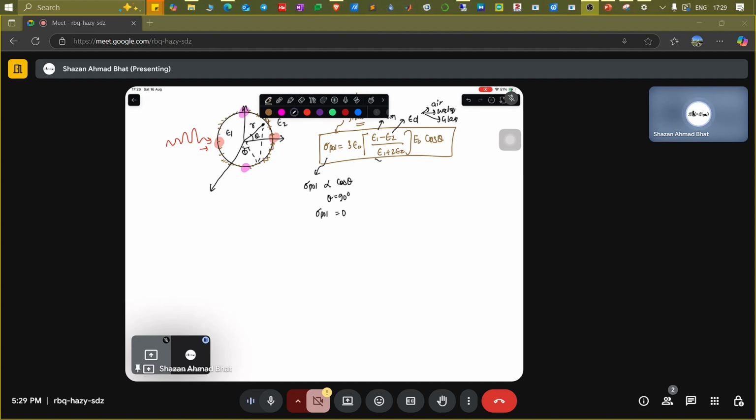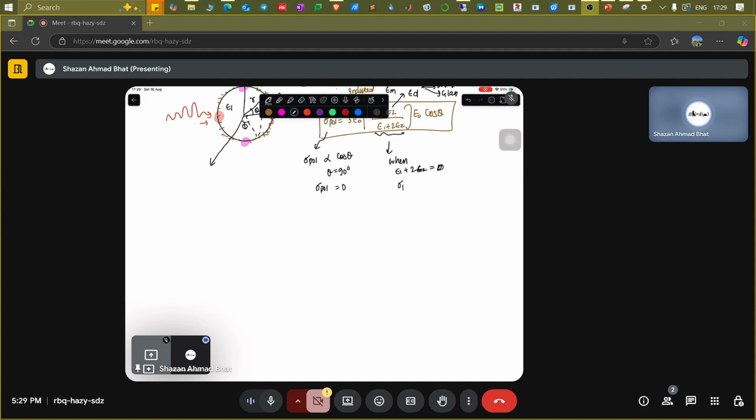But the interesting part about this thing is what happens when, let's say for example, epsilon 1 plus 2 times epsilon 2 tends to 0. So when this goes to 0, sigma polarization tends to infinity. That means it blows up. So it's almost like again the resonance phenomena. So this is basically the resonance polarization response.